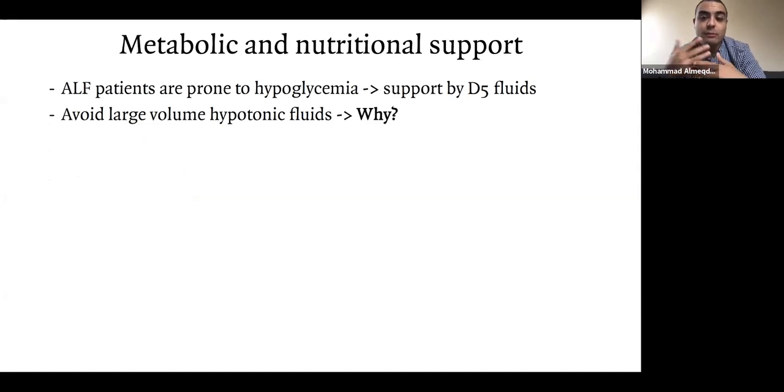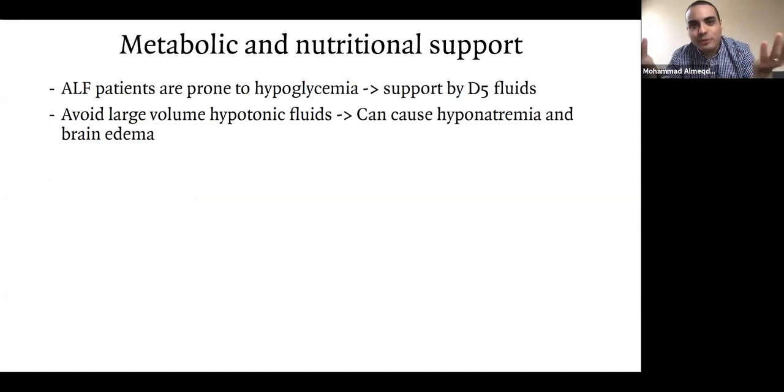So you really want to give them D5 fluids. All these people are on normal saline or lactated Ringer's with D5 always. You don't want to give them any hypotonic fluid. Well, I mentioned it, because of the hyponatremia, right? So they're hyponatremic, prone to brain edema. You don't want to give them hypotonic fluids.